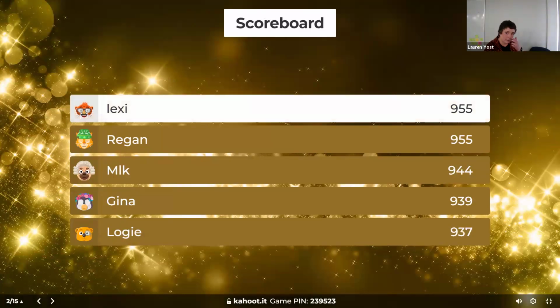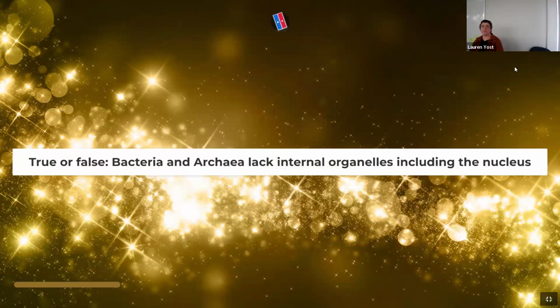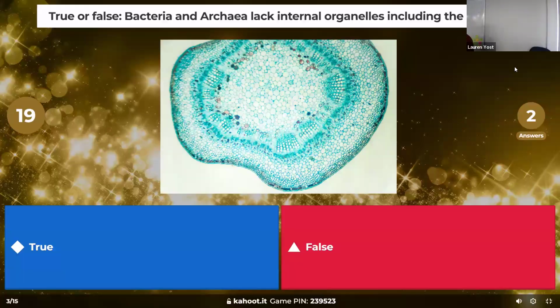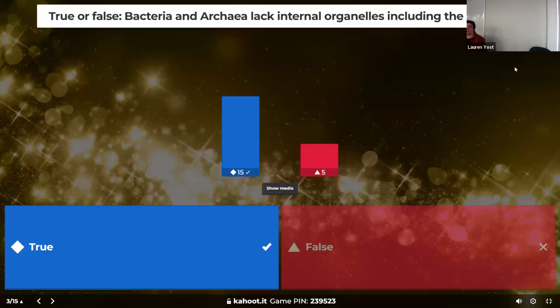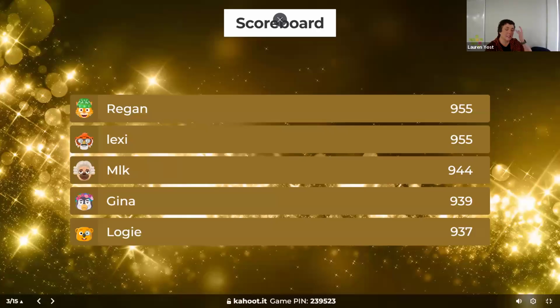All right, true or false? Bacteria and archaea lack internal organelles, including the nucleus. All right, so this one is true. They do not have internal or membrane-bound organelles. They lack those, and they do not have a nucleus. They still have genetic information, that's not the same, right? The nucleus is the structure that contains that.